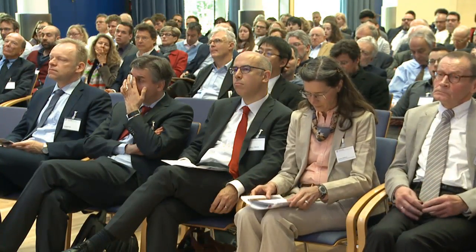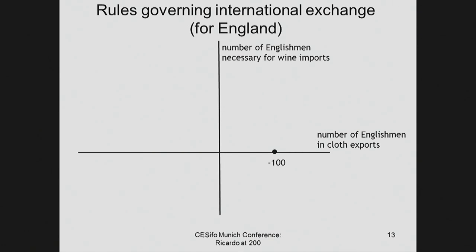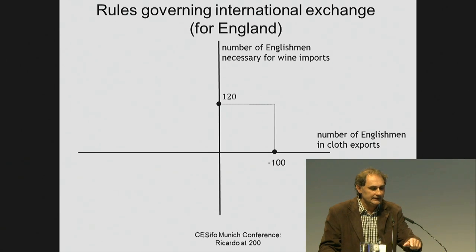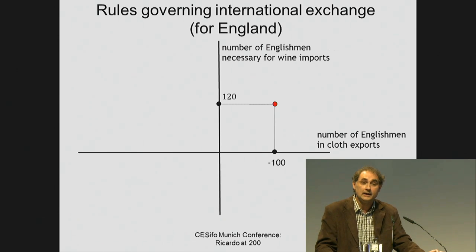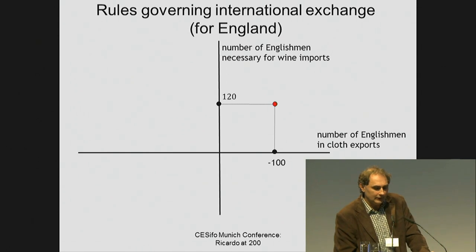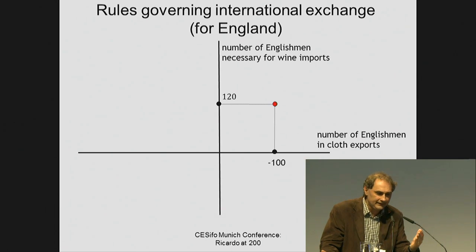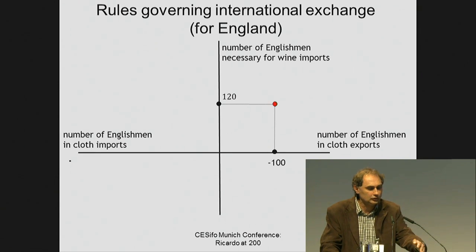He doesn't relate it to anything else, like the 20 Englishmen compared to the number of Englishmen over there. But we can do that later on. So the rules governing international exchange, we can think about also using the same diagram, but think about the number of Englishmen in cloth exports. You give up 100 workers. So we think about exports as a cost that we give. And then we ask ourselves, if we would import the wine, 120 units of workers would be necessary for the wine to do it also in England. But now he picked this combination, that cloth is exported and wine is imported. But we could also have alternatively.